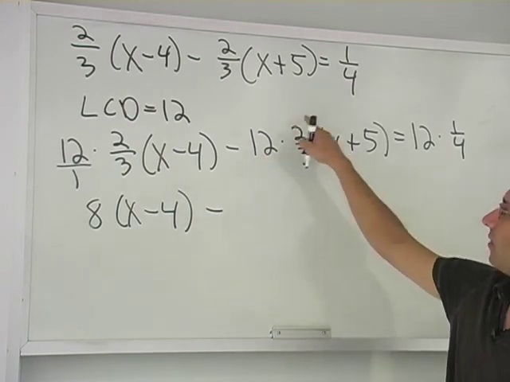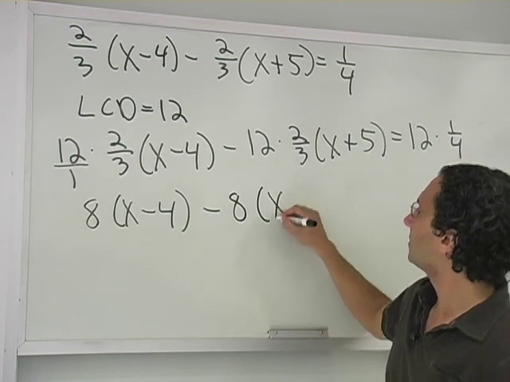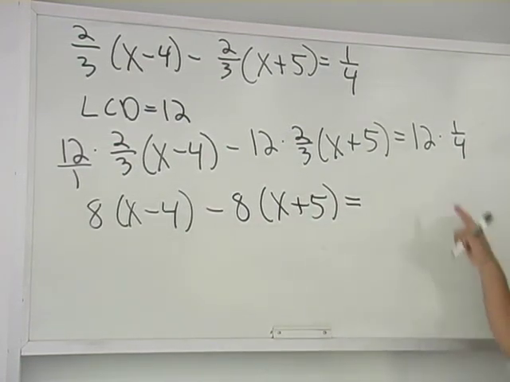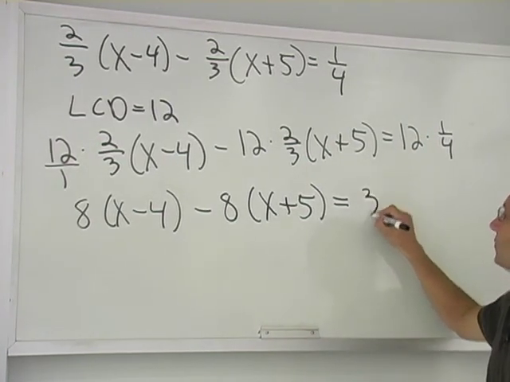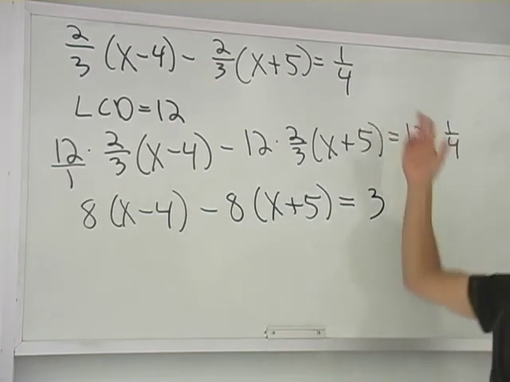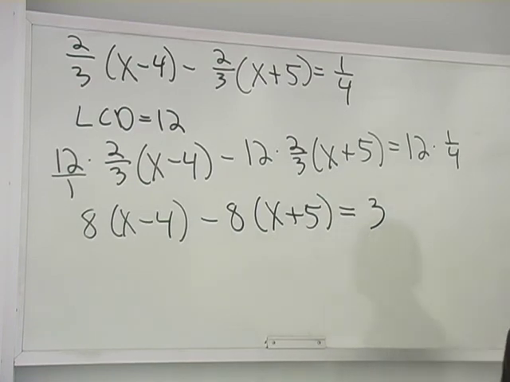Same game here. 12 times 2 over 3, we just did it, is 8. And then 12 times 1/4 is just 3. A quarter of 12 is 3. Perfect. We now have a new linear equation, which is actually the same linear equation, just rewritten without the fractions.